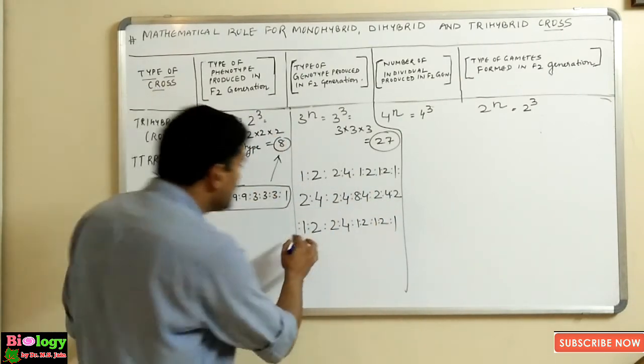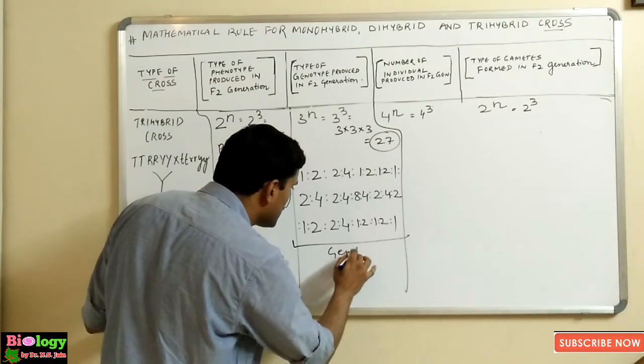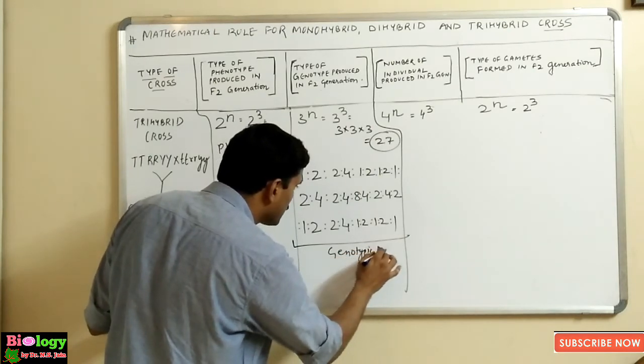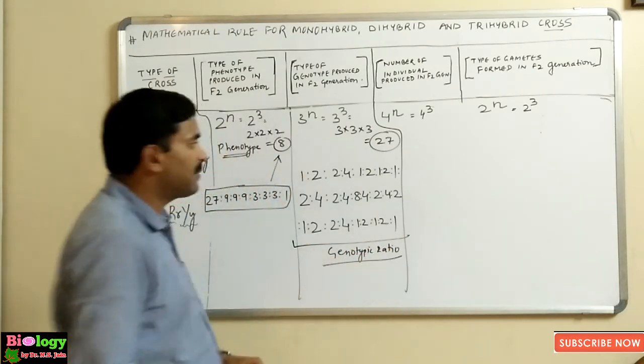Now this is the genotypic ratio. This is the genotypic ratio of a trihybrid cross, right?